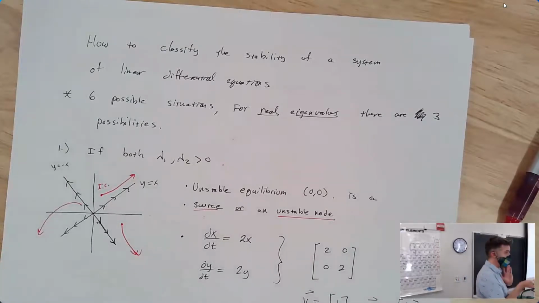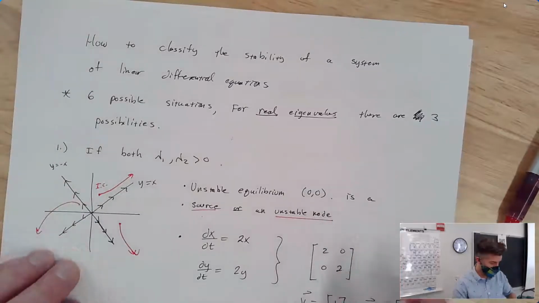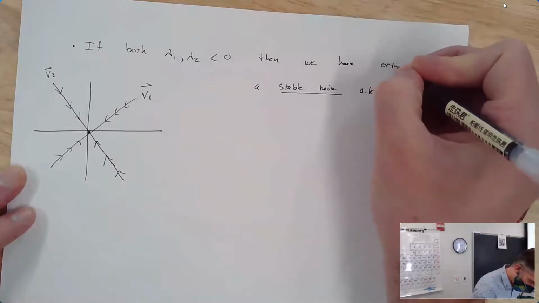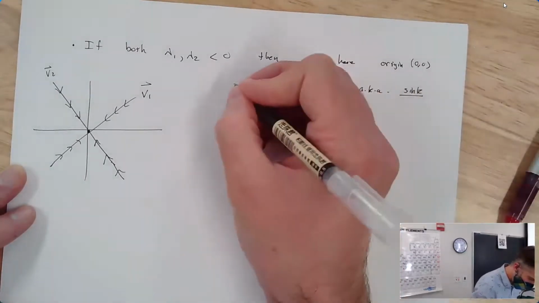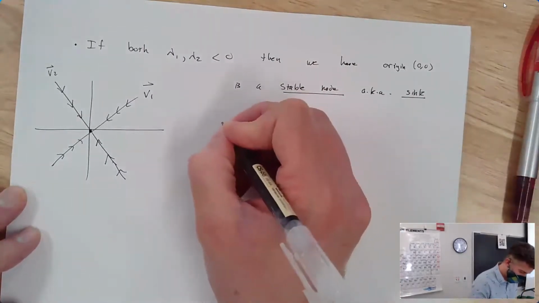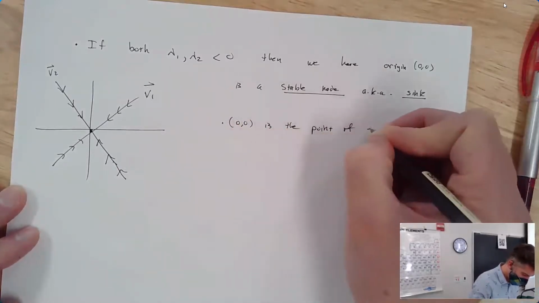And for all of these examples where it's a linear system of differential equations, where it's just a multiple of x plus or minus a multiple of y, the origin is always the only point of equilibrium. That's going to change eventually, but for now, it's super nice. So here, we're saying that the origin is an unstable node or a source. And here, we have that the origin (0, 0) is a stable node or a sink. And I should just point out, this is the point of equilibrium.